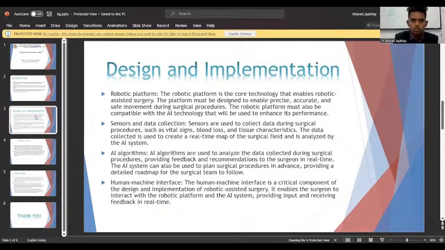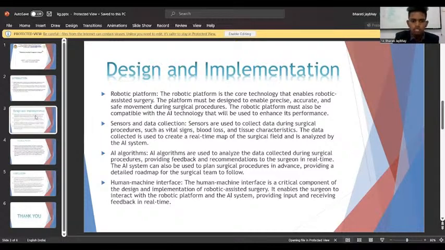The first point is the robotic platform. The robotic platform is a core technology that enables robotic assisted surgery. The platform must be designed to enable precise, accurate, and safe movement during surgical procedures. The robotic platform must also be compatible with the AI technology that will be used to enhance its performance.